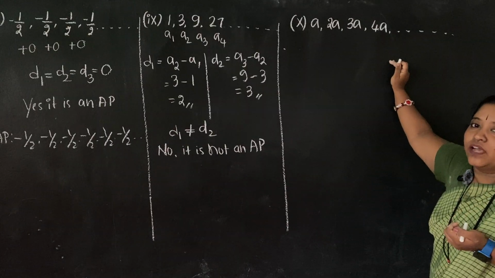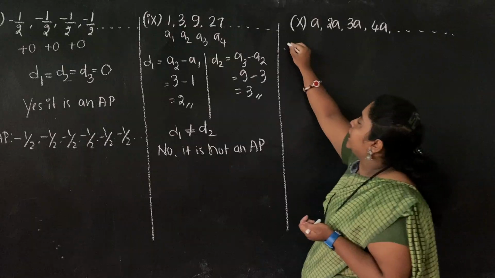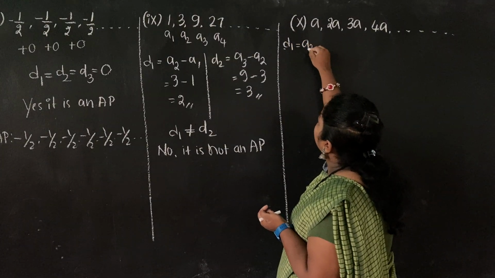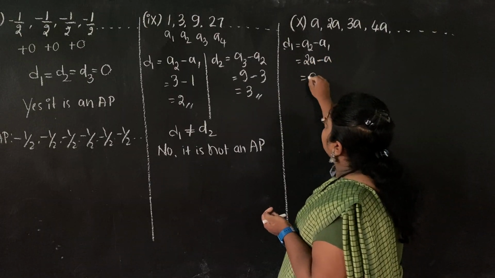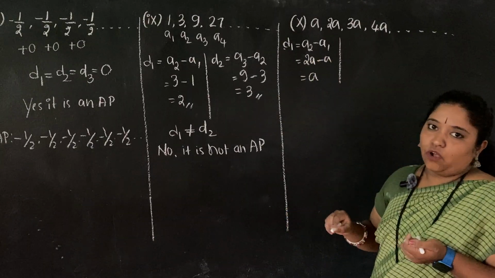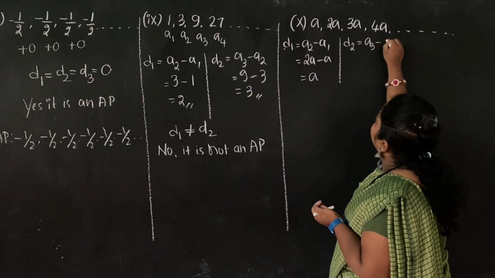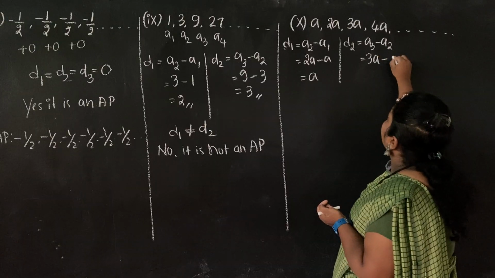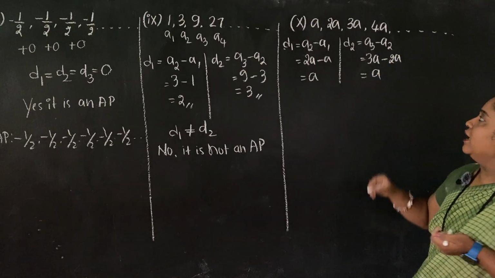By looking at it, you can conclude that it is an AP, right? But we have to prove it. So let me calculate D1 here. D1 is equal to A2 minus A1, 2A minus A. 2A minus A is how much? A, I got. Now I'll calculate D2. D2 is equal to A3 minus A2. A3 is 3A, A2 is 2A. 3A minus 2A is how much? A. Yes or no, dear?